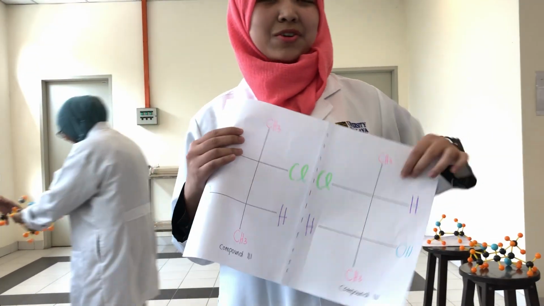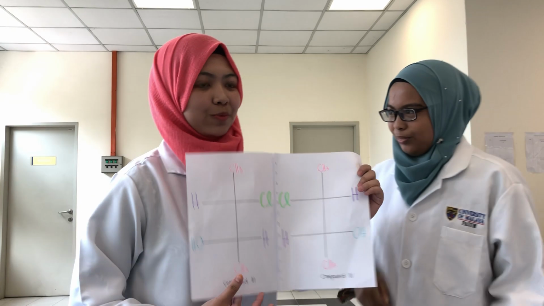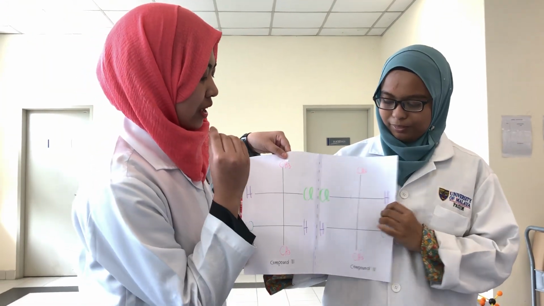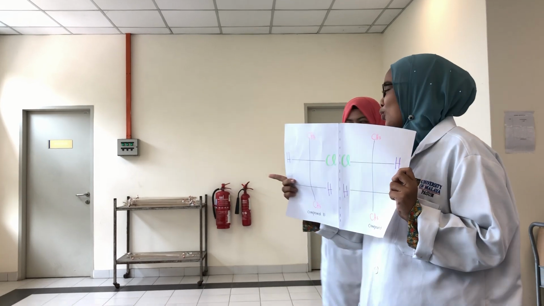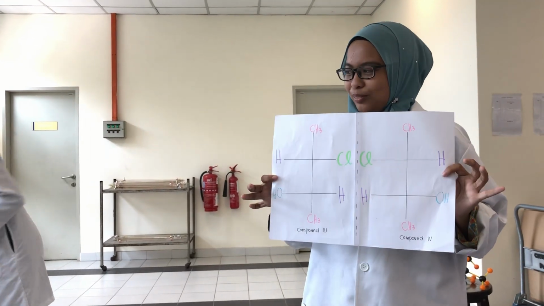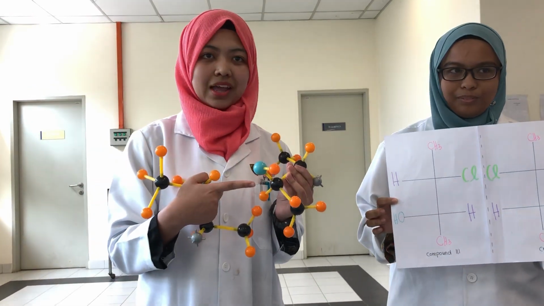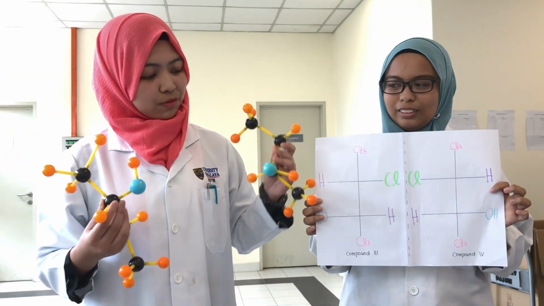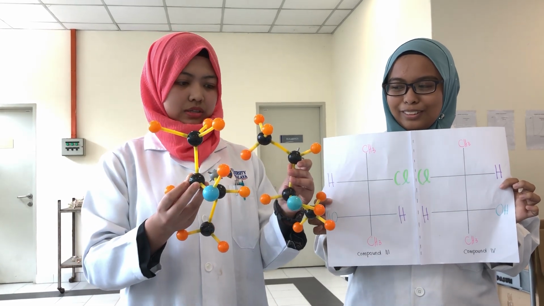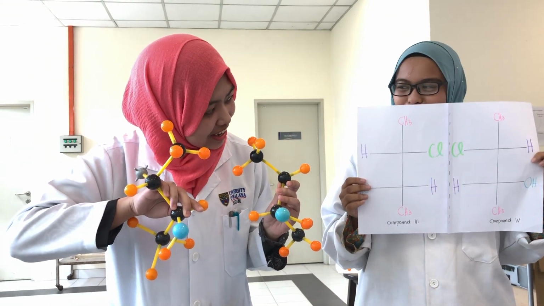Okay, so for the next stereoisomers, compound 3 and compound 4, we can see here they are called enantiomers because they are non-superimposable. For the compound, I will show it for you. Okay, this is the OH atom and this is the Cl atom. You can see that compound 3 and compound 4 are different.